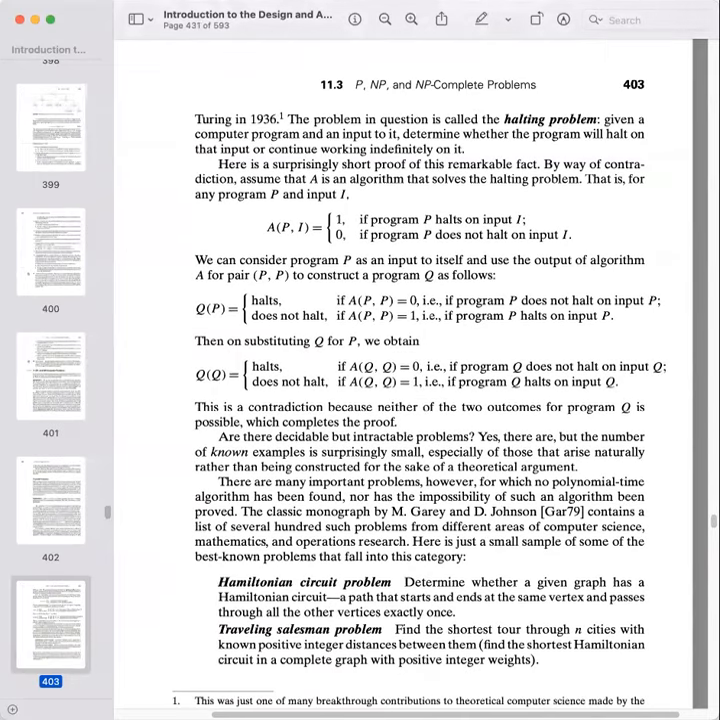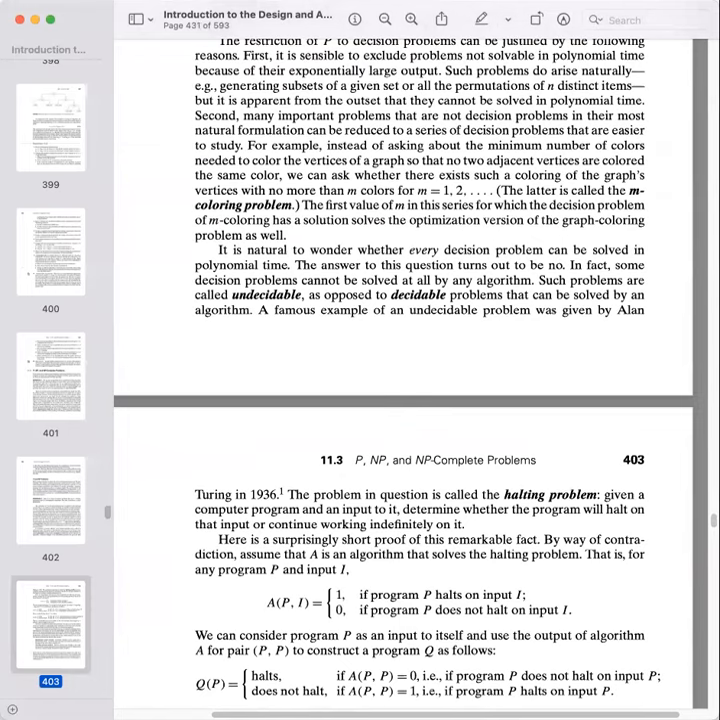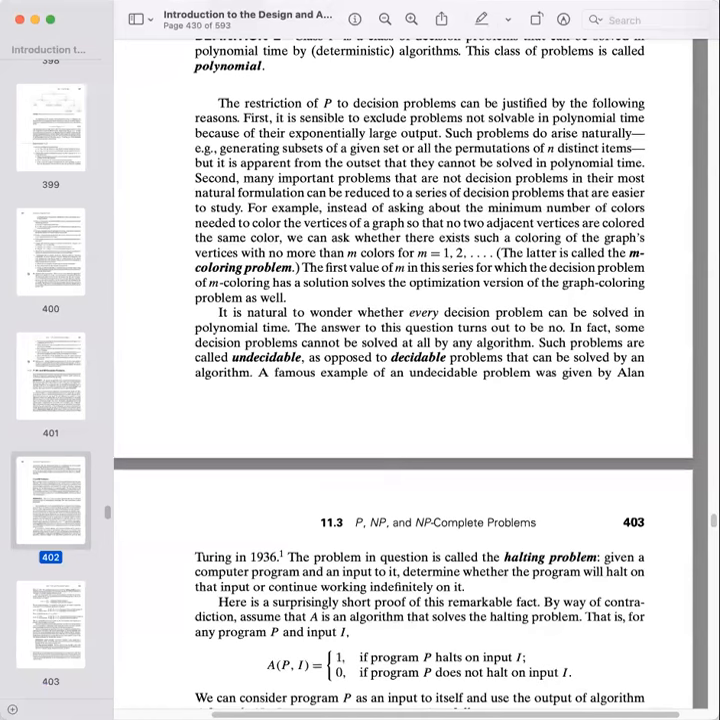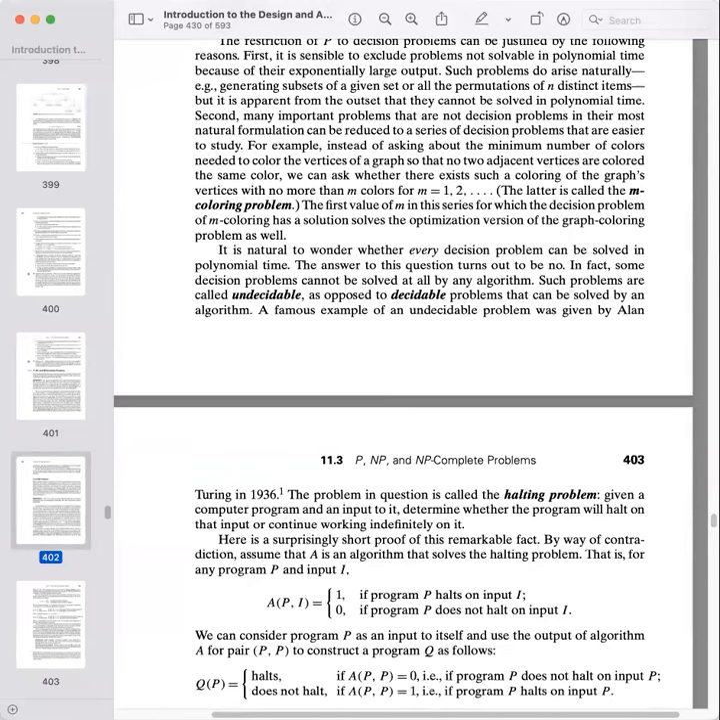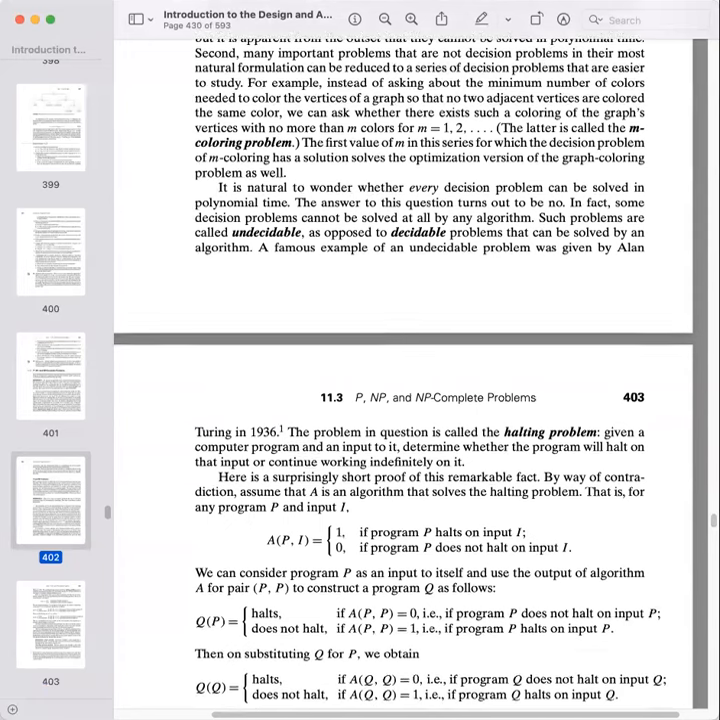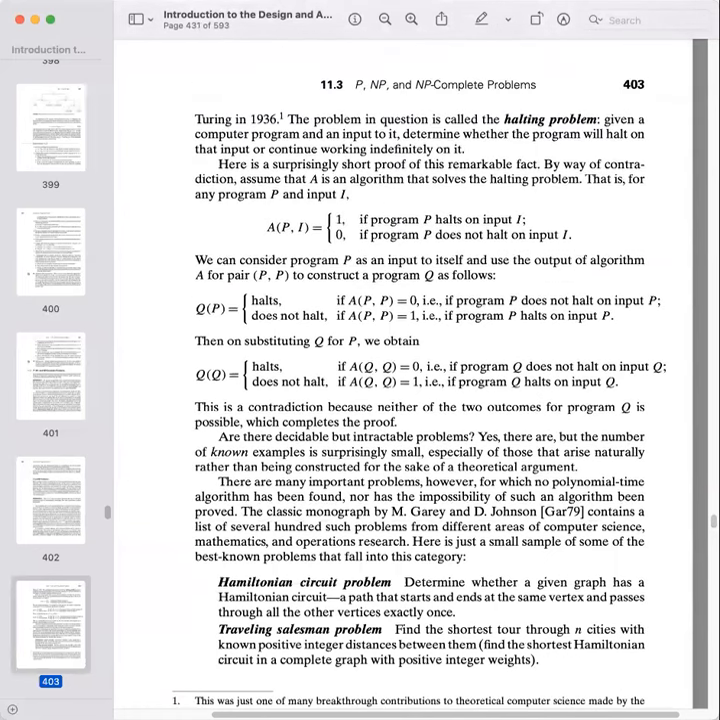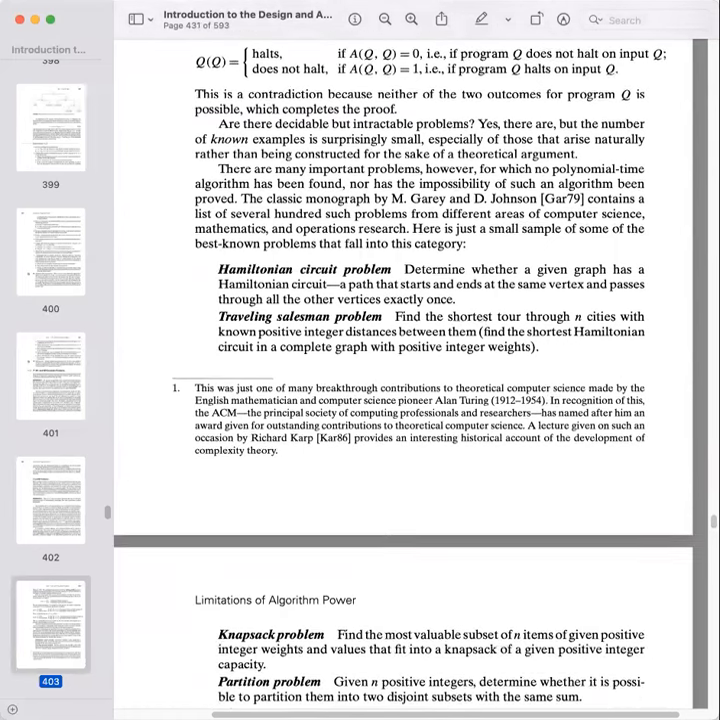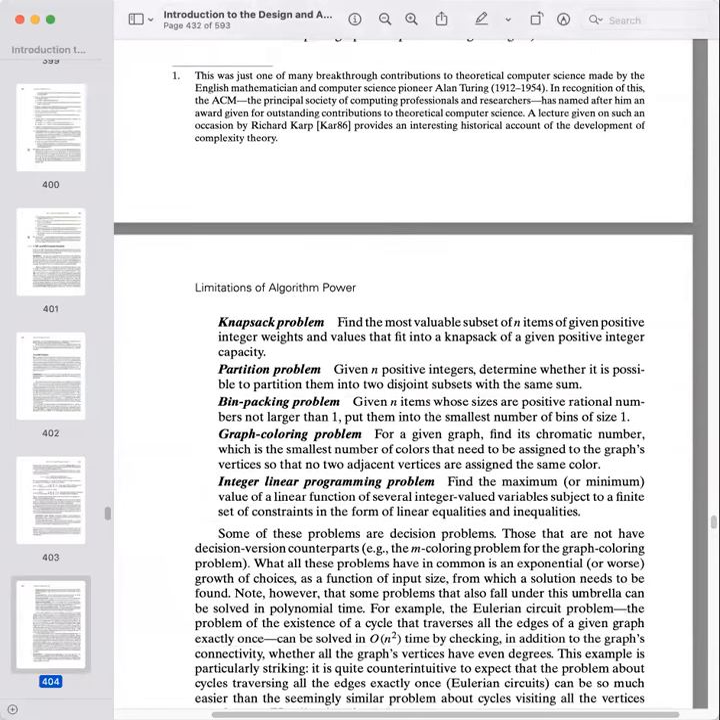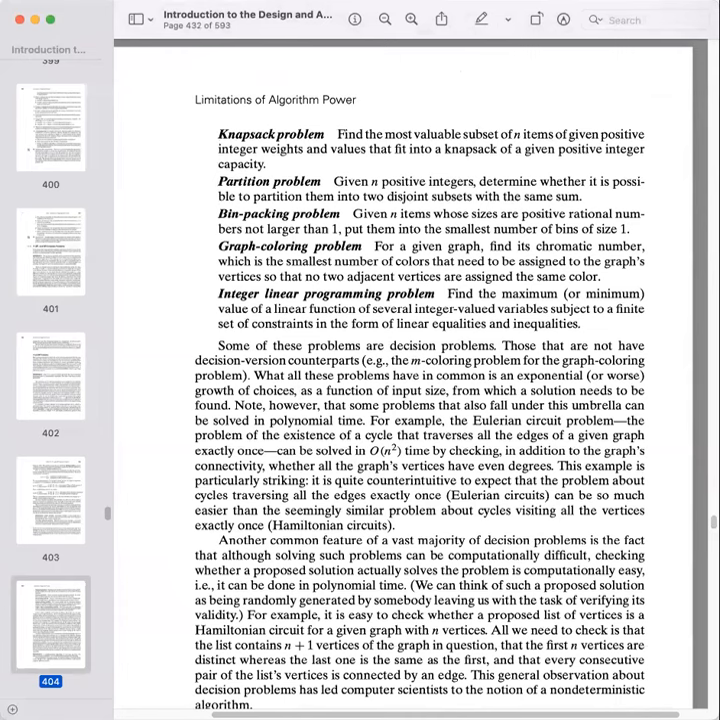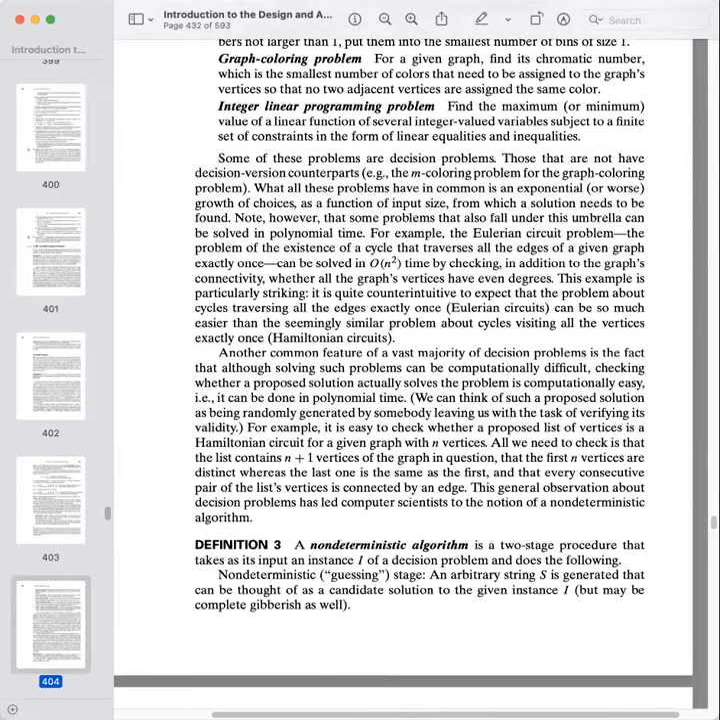And then where does it define NP? Must have missed it. Okay. Yes, every decision problem that cannot be solved in polynomial time. We have some famous problems here that we've talked about: the halting problem, the Hamiltonian circuit, traveling salesman, knapsack, partition, bin packing, graph coloring, and integer linear programming problems. We've talked about some more than others.